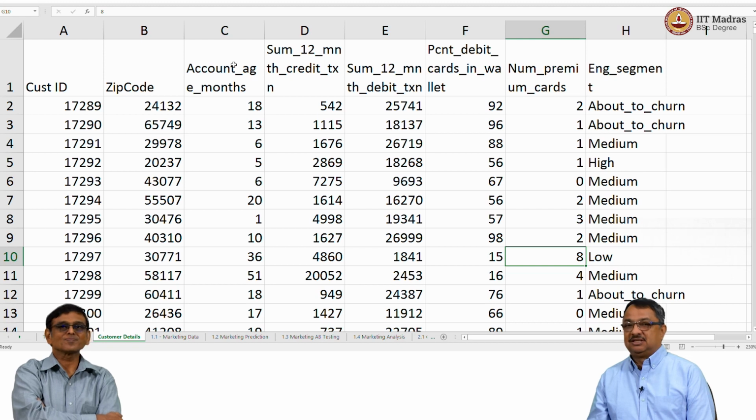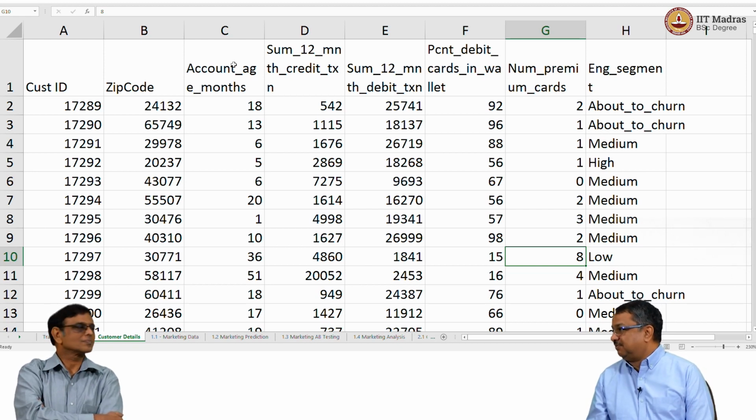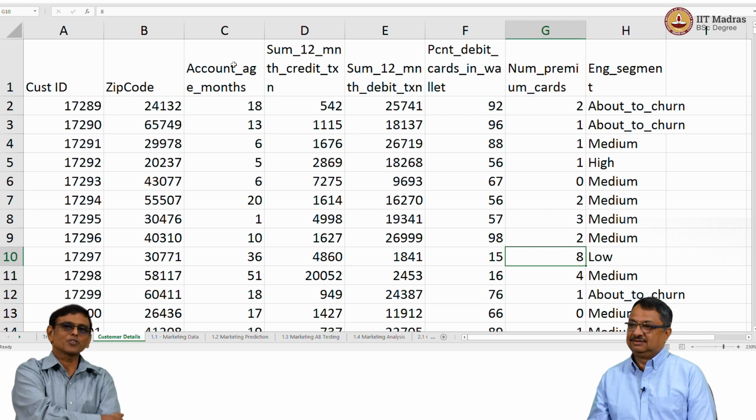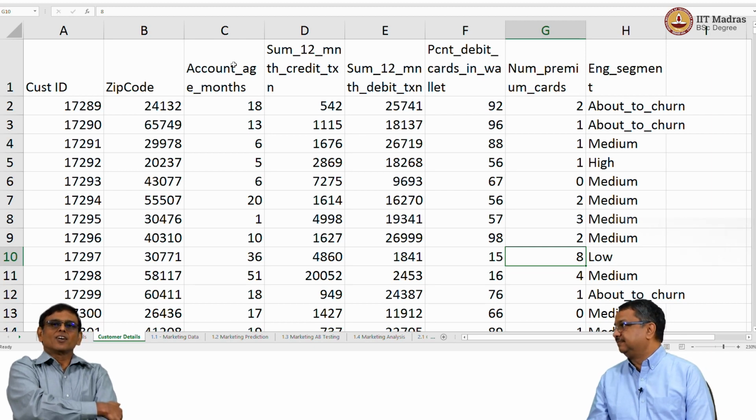So high means the person is using PayBuddy all the time. Medium means somewhat he's using. Low means his usage is low, but very infrequent. And about to churn means he has not used it at all for a while. That's what I'm saying. Low is higher than about to churn. Correct, in terms of ranking. All right, I get it.